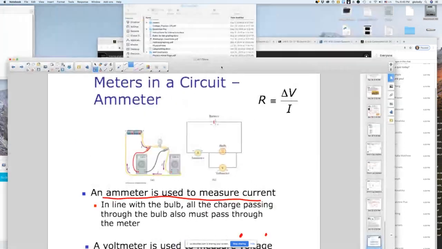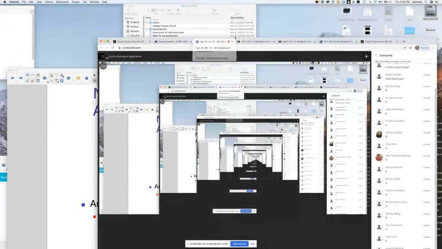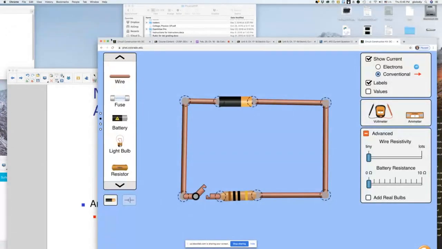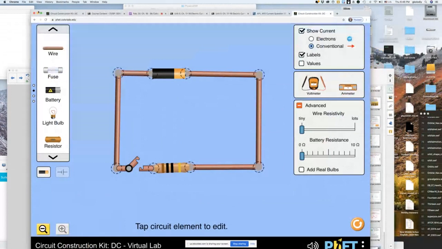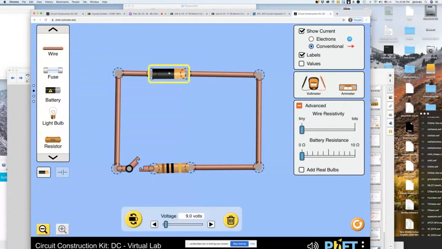So let me just briefly show you, using the same simulation that you guys were using in class. So here is a circuit setup. This is a battery here, and it's 10 ohms. I'm sorry, this is a resistance here. This is a battery on top over here, and it's 9 volts. Let me change it to 20 volts.